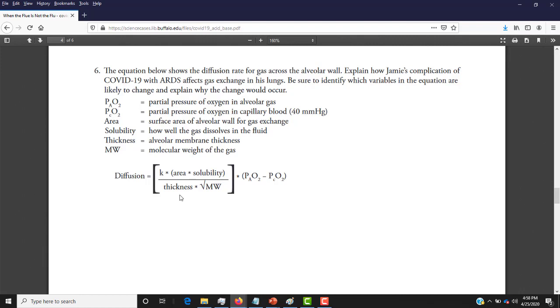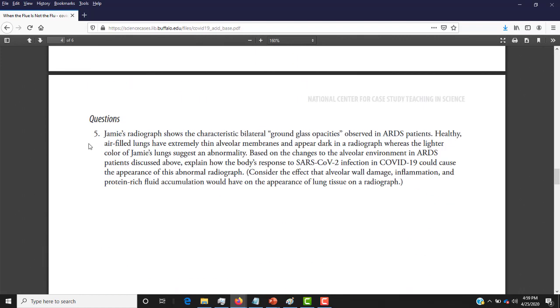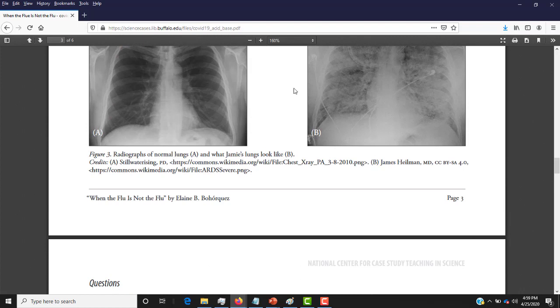The area of the alveoli that's available for diffusion is going to be reduced because they are damaged and most likely collapsed. So this is just picking out a few of these variables and explaining how that's going to affect the exchange of gases within Jamie and how that's going to give you a much more turbid radiograph like this compared to something clear like this.